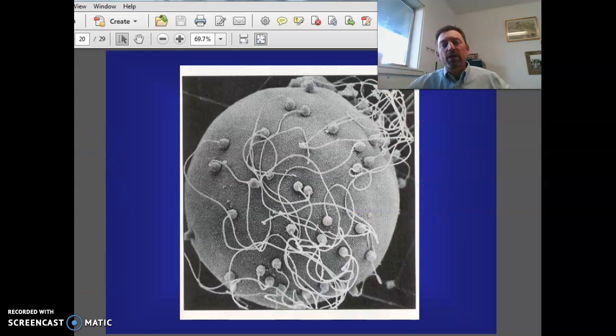Here's a picture of our ovum being attacked by sperm cells, and we know these sperm cells are trying to get through the cumulus oophorus, through the corona radiata, and then through the zona pellucida to create a fertilized embryo that can then slide on down the oviduct to the uterus, where it will implant and grow to be a healthy, happy young calf.